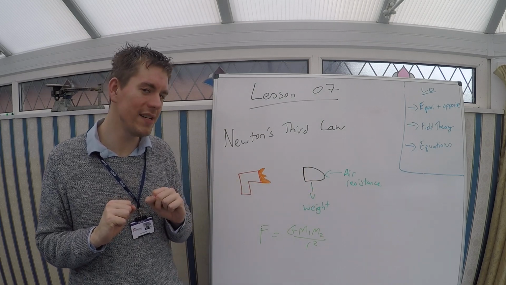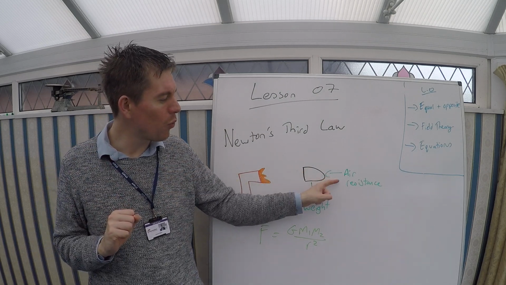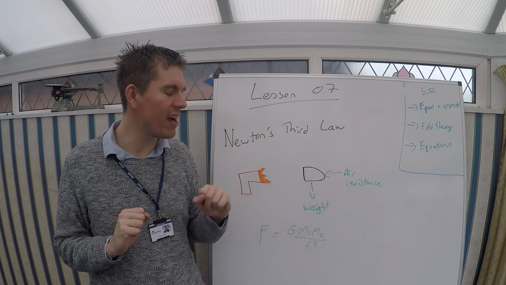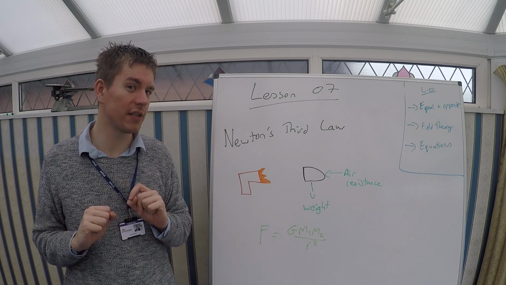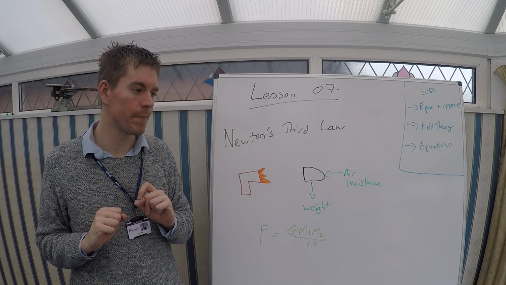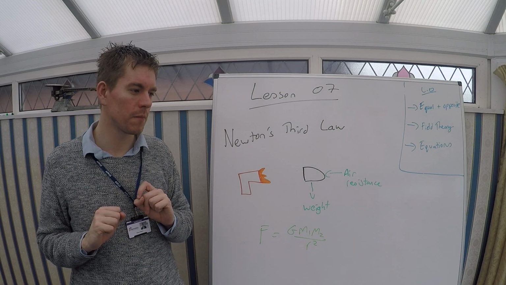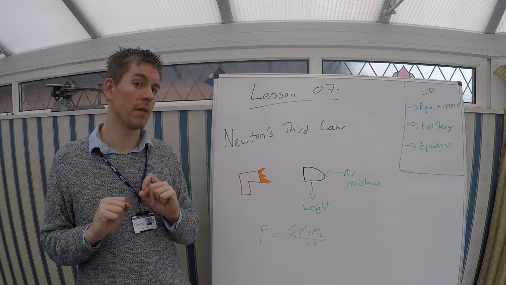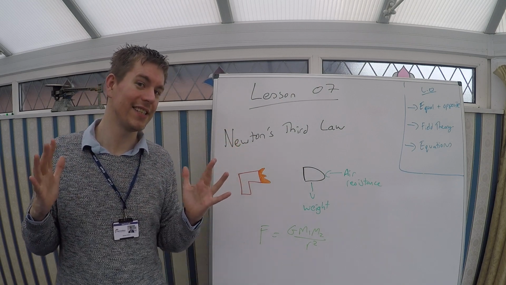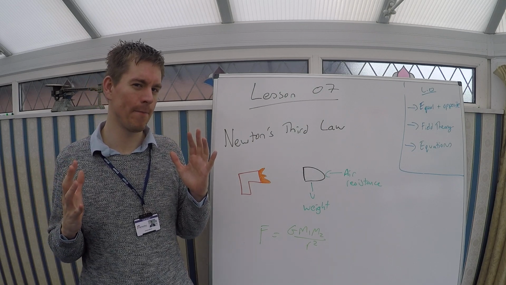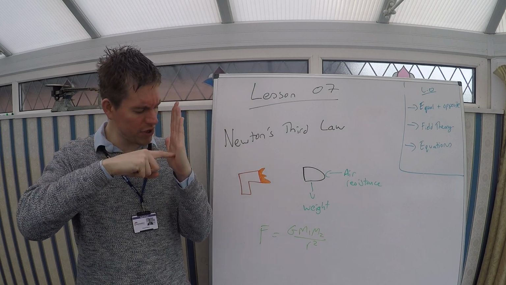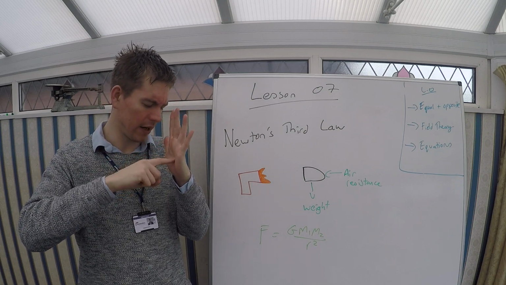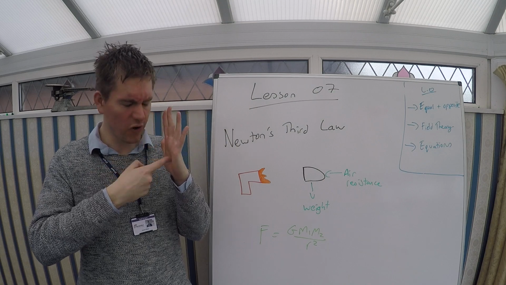So now we've dealt with the weight, take a moment. Which field does air resistance come from, and what is the equal and opposite force? The answer is electromagnetic. Here's a question for you. Why can't I push my finger through my hand? What's stopping that from happening?